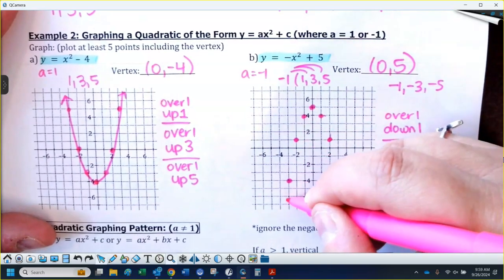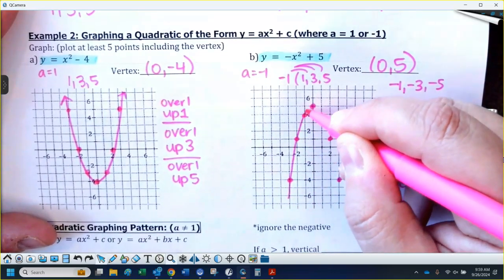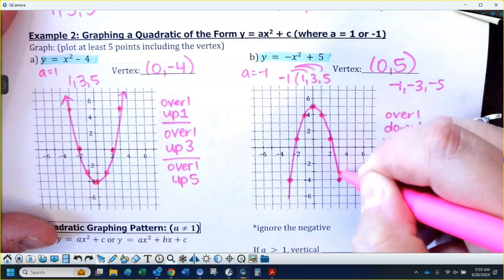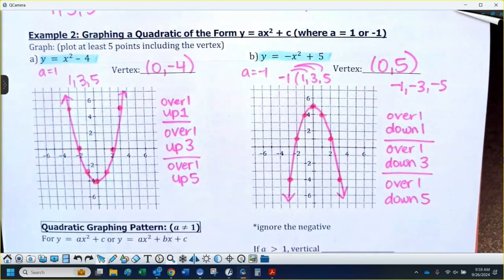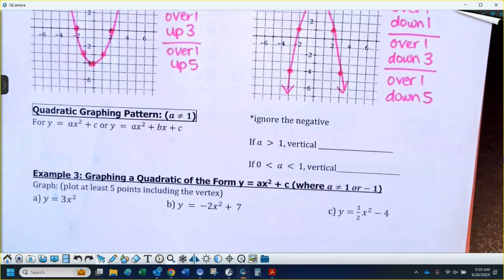And again, just do your best. Don't make it pointed. Just do your best to make it a U shape. Does anybody have a question? It's not terrible. Okay, now, 2 things.